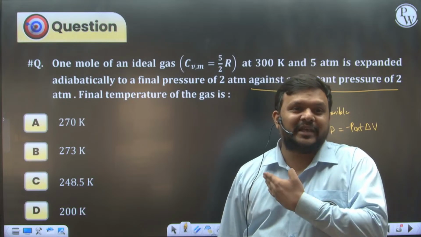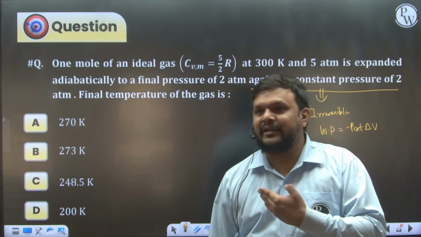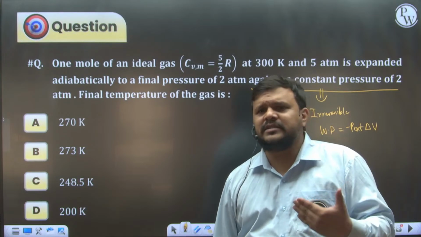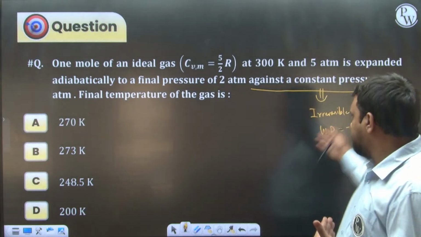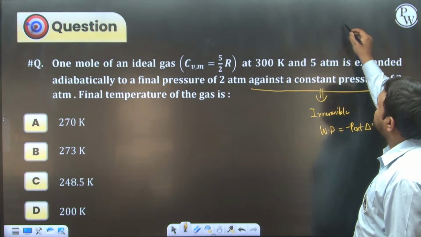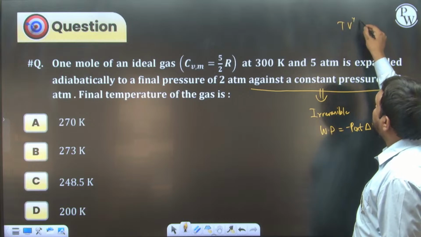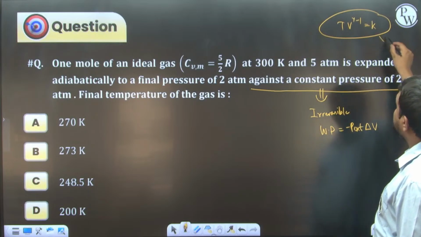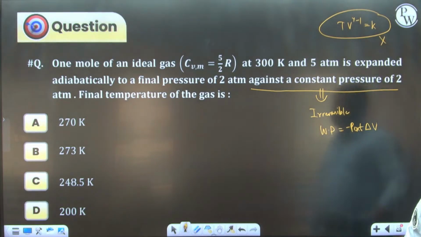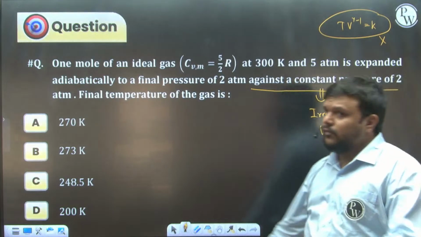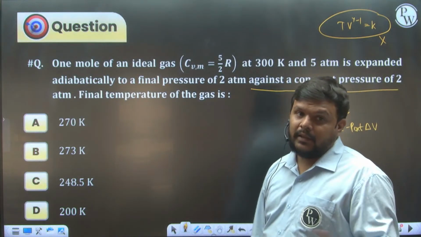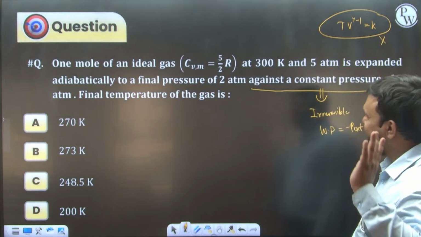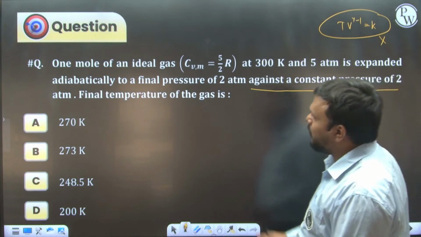Many questions they are asking on this irreversible adiabatic, and in most of the questions I have seen that students apply this equation, PV power gamma is equal to constant or TV power gamma minus 1 is equal to constant. Very important point, beta. Never apply this for an irreversible adiabatic process. So in this question, we will not apply it. If you apply it, you will get the wrong answer. Simply that. So let us see how to proceed.